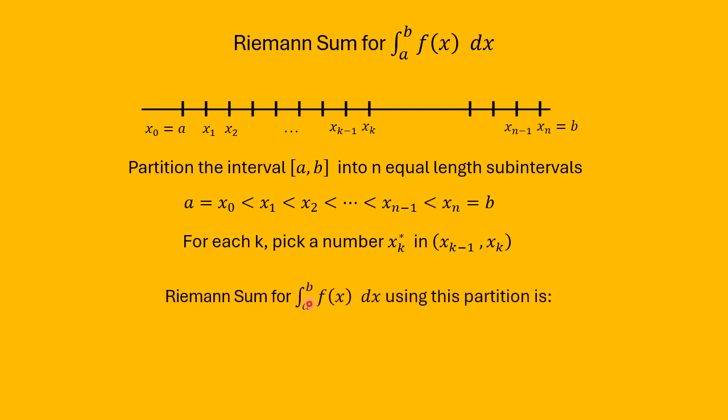Then the Riemann sum for the integral from a to b f of x dx using this partition and the x of k stars is, let's call it s sub n. There are going to be n terms in the sum. The sum k goes from 1 to n, f of x of k star times x of k minus x of k minus 1, the length of that kth subinterval. Let's let x of k minus x of k minus 1, let's call that delta x of k. So s sub n then can be written this way. The sum k goes from 1 to n, f of x of k star times delta x sub k.